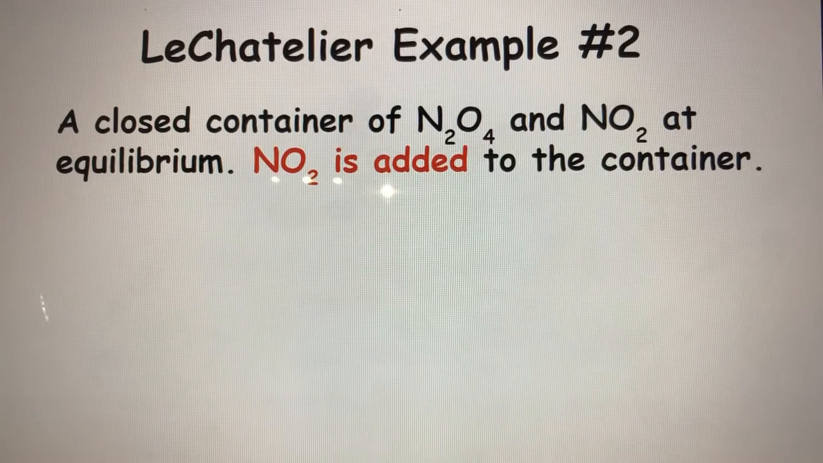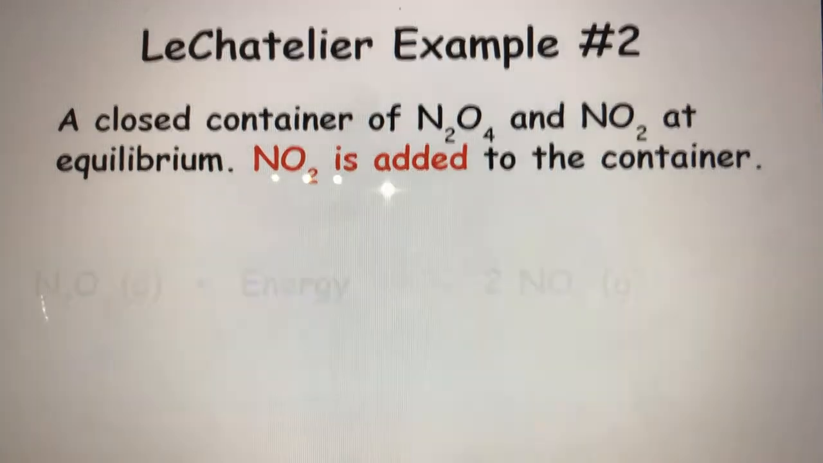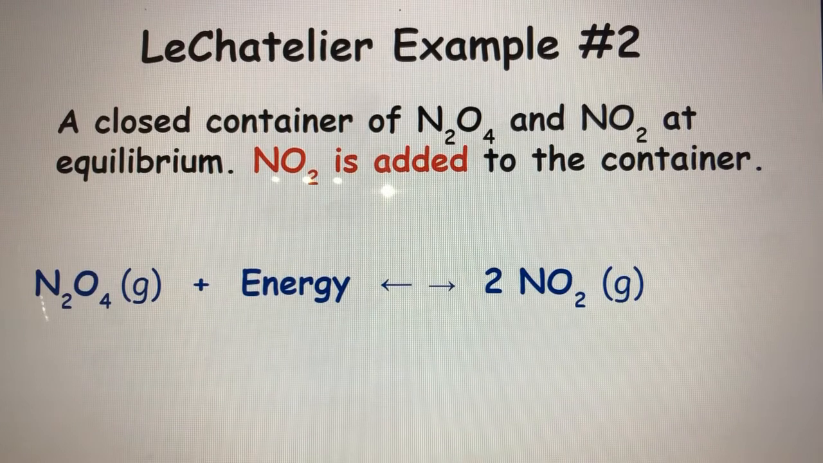Next example. A closed container of N2O4 and NO2 at equilibrium. NO2 is added to the container. All right, so writing out your equation, it's going to look like this. It says N2O4 and NO2 are at equilibrium, and then NO2 is added to the container. So what arrow are you going to add to this? Make sure you're adding all the arrows.